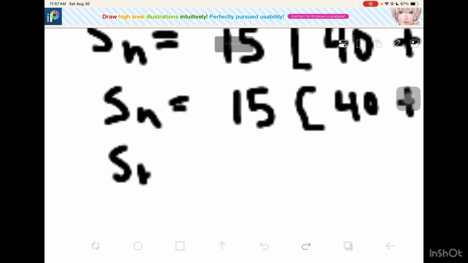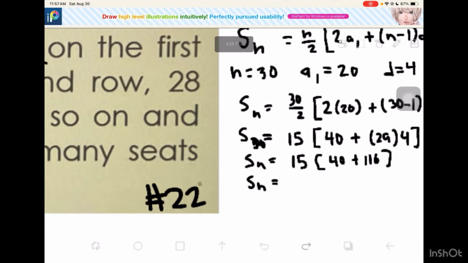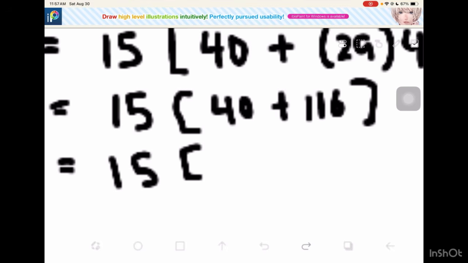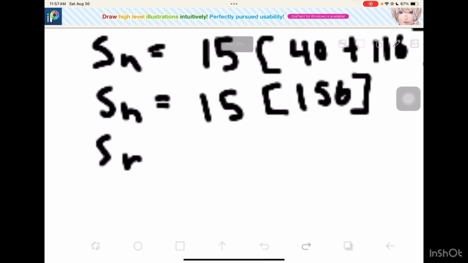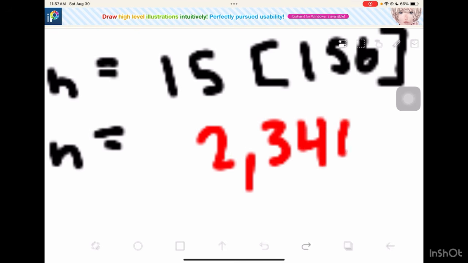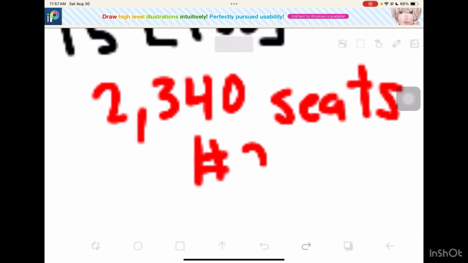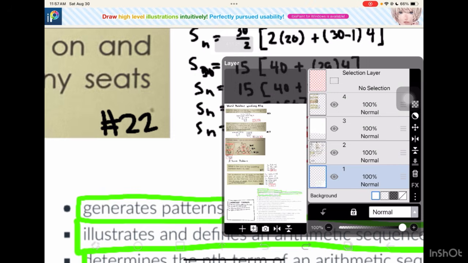So S of n is equal to, S of 30, just say this is 30. I'm so sorry. This is 30, this is 30, everything's 30. So 15 times 156, and then lastly S of n is equal to 156 times 15, that's equal to 2,340 seats. Don't forget the label. All right, and that's all for the arithmetic unit.